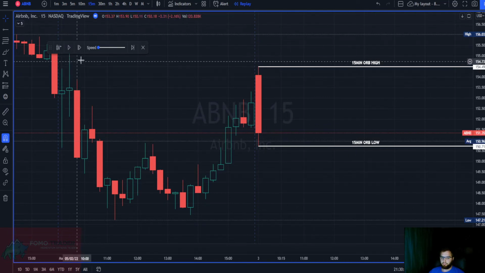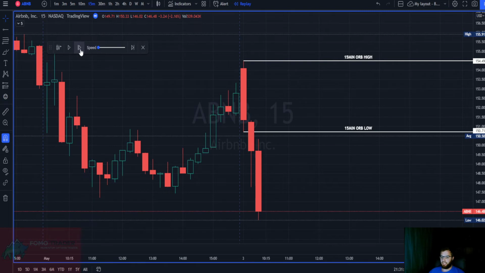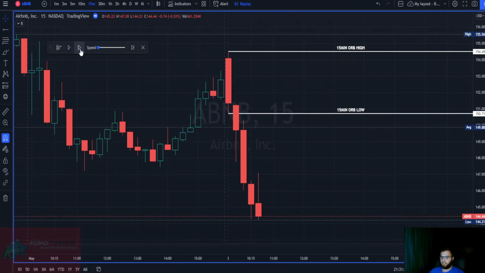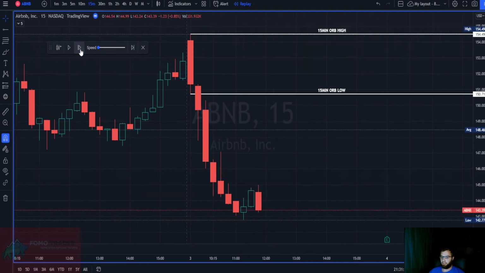Now, if we hit replay, we can see that this second candle's body, the body itself, we do have a wick here, but the body itself closed below the 15-minute ORB low. So this would be confirmation, and I would go ahead and enter this trade if I was using this strategy on this ticker. And if we follow this trade out, we can see here that this would have been a very profitable trade.